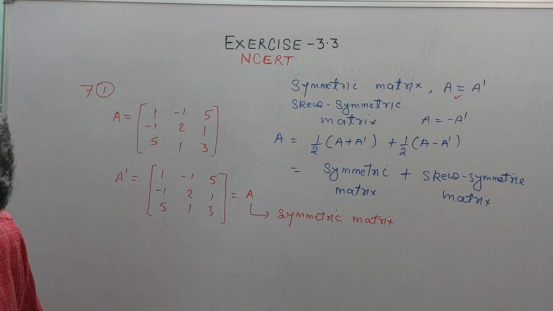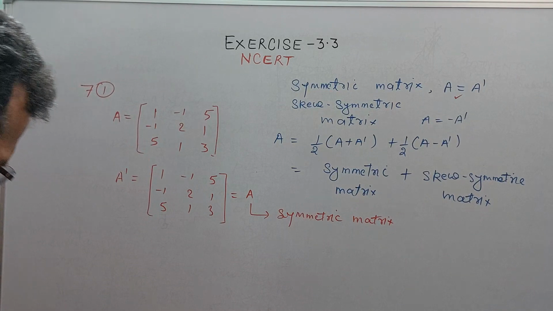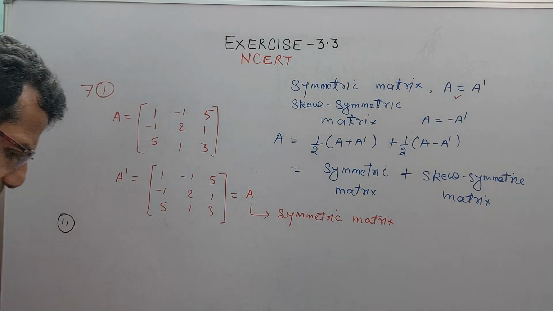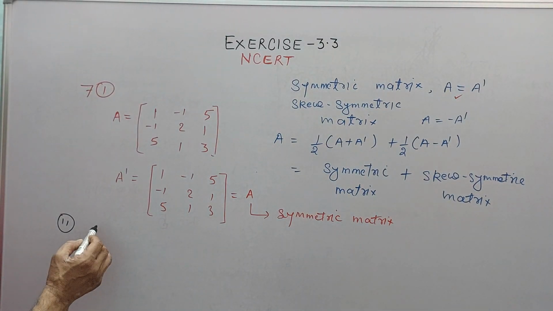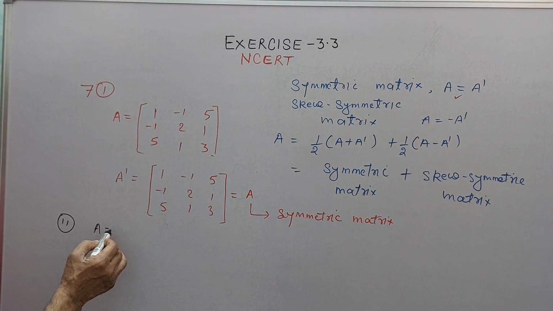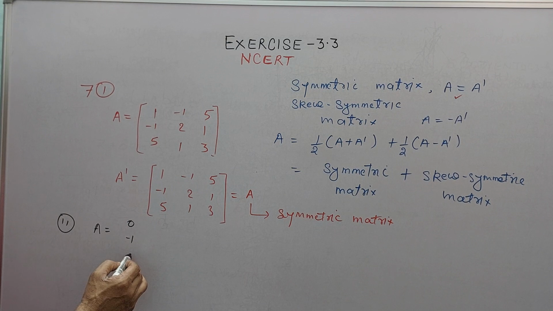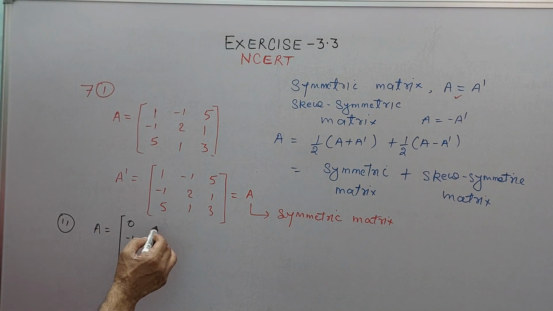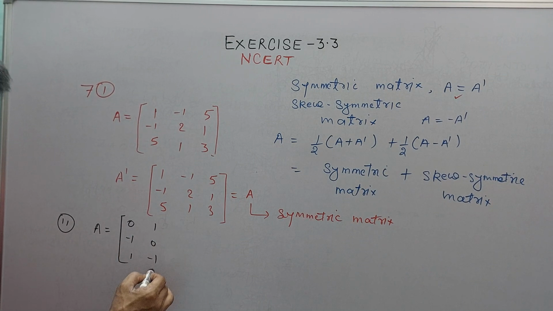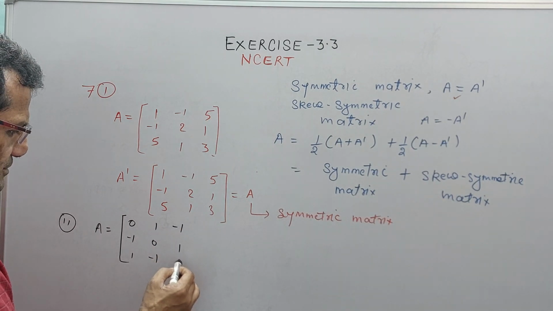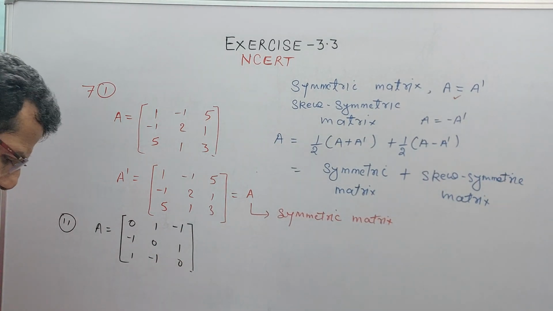In the same way, in the second part of question 7, we have to show that this matrix is a skew-symmetric matrix. Matrix A is given: the first column elements are 0, minus 1, 1, the second column elements are 1, 0, minus 1, and the third column elements are minus 1, 1 and 0. These are the entries of the matrix A.